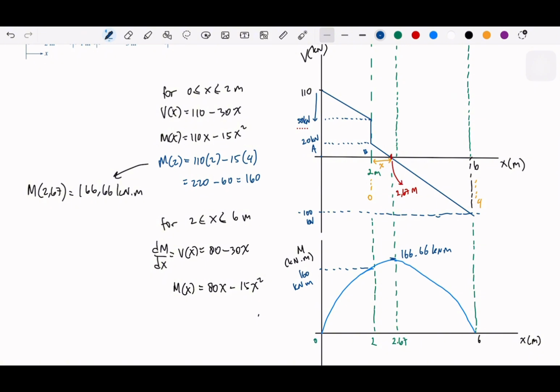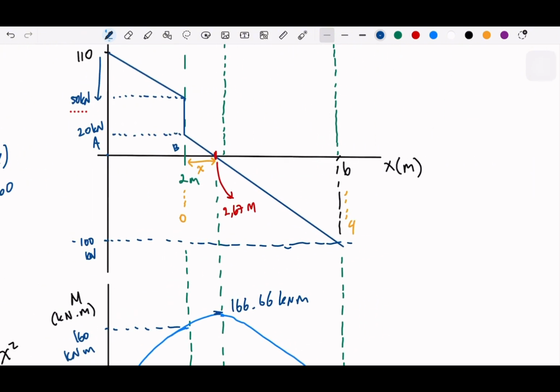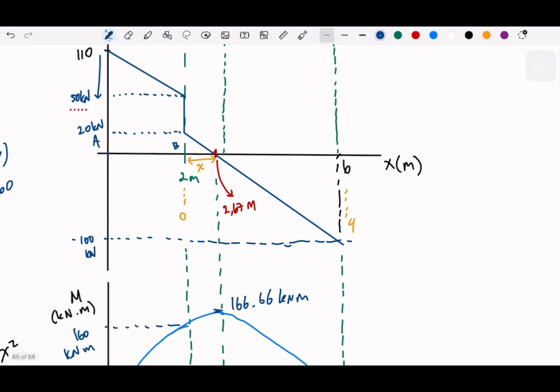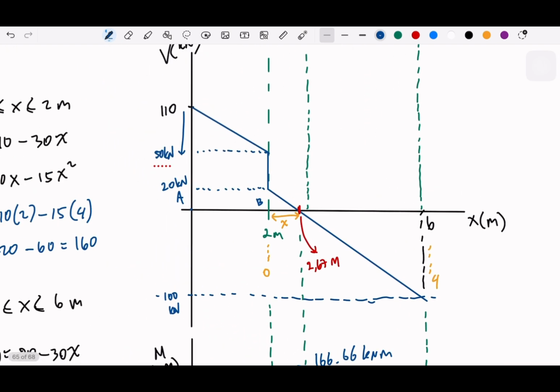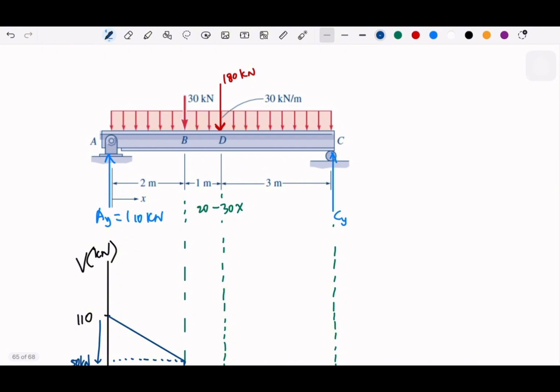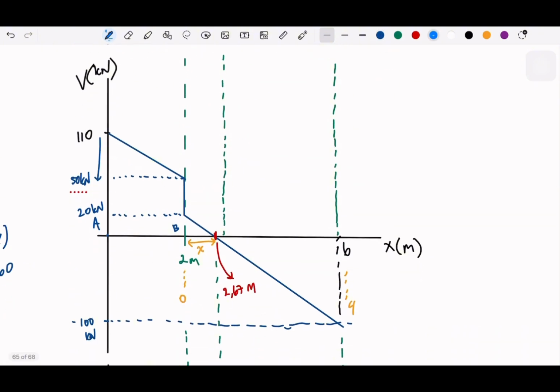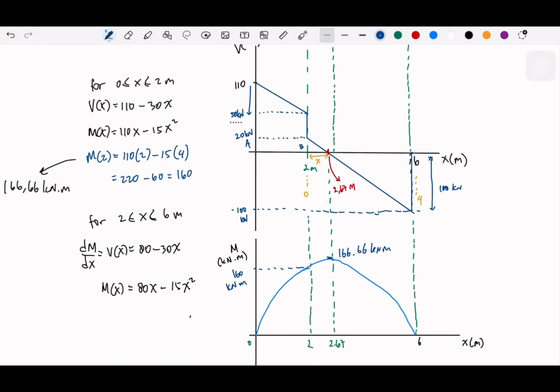Okay. Oh, I forgot to finish off the graph on the V, because this is negative 100. Precisely, we have Cy, which is 100. Right? So we add 100 and we get back to 0. So this is 100. So we have the equilibrium. So our forces are matched with our system.